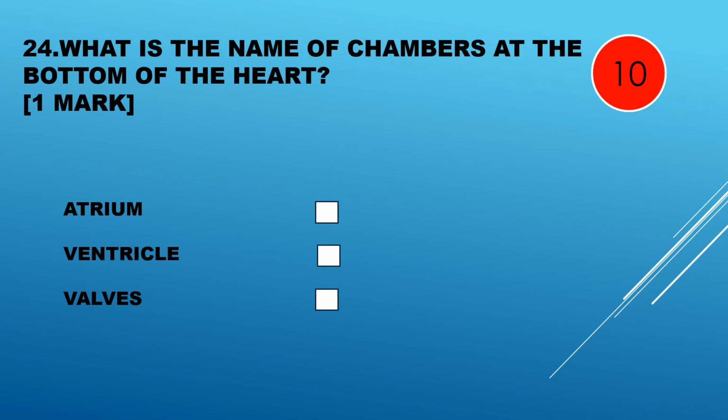Question 25. What is the name of the chambers at the bottom of the heart? Are they atrium, ventricle or valves? The chambers at the bottom of the heart are called the ventricles.